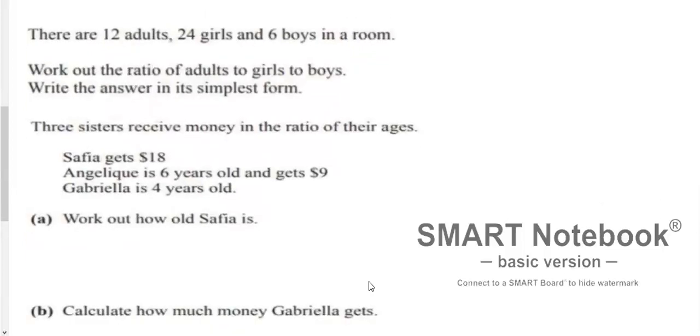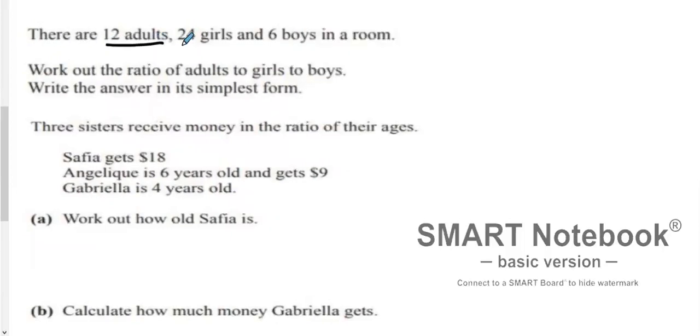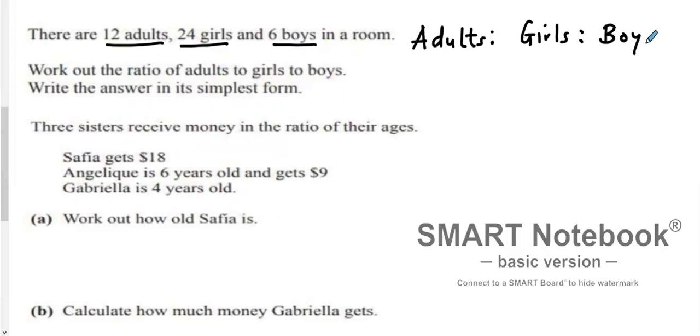There are 12 adults, 24 girls, 6 boys in a room. Work out the ratio of adults to girls to boys. So how many adults are there? There are 12. How many girls are there? There are 24. How many boys are there? There are 6.